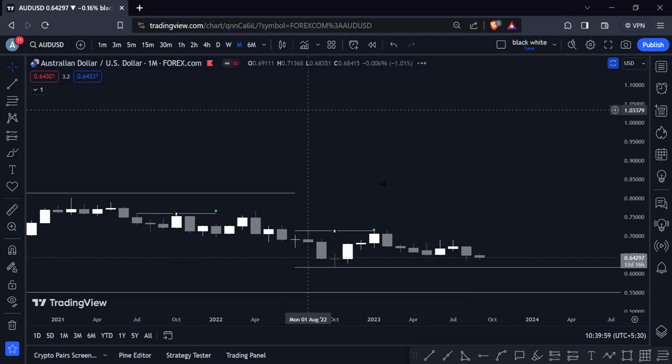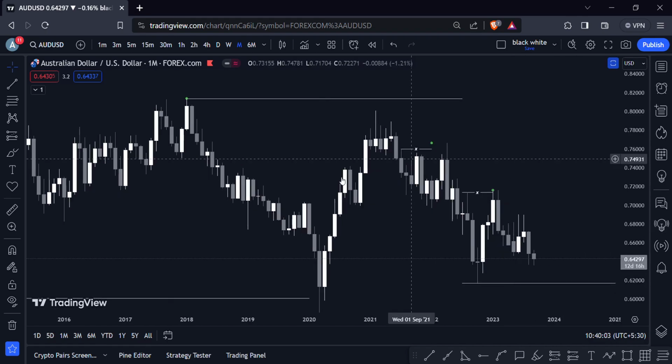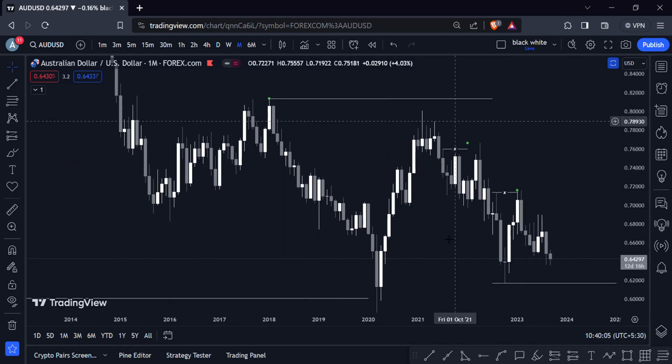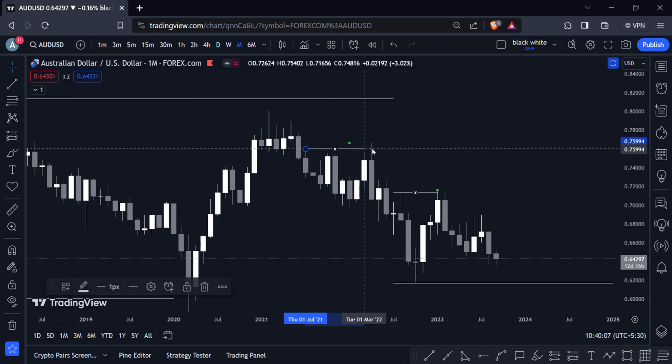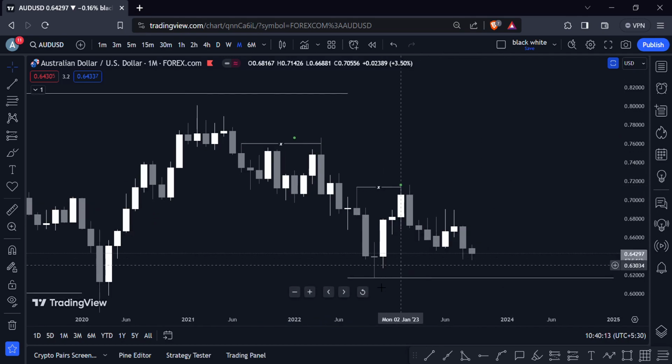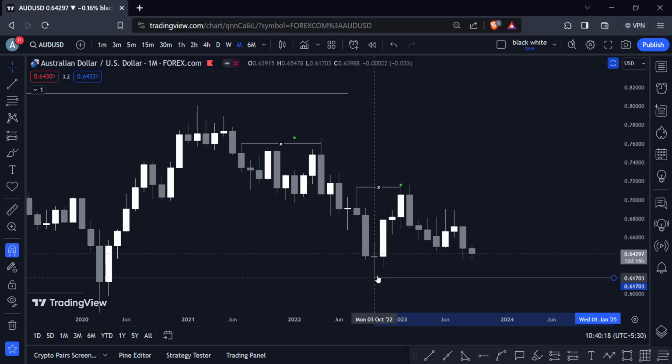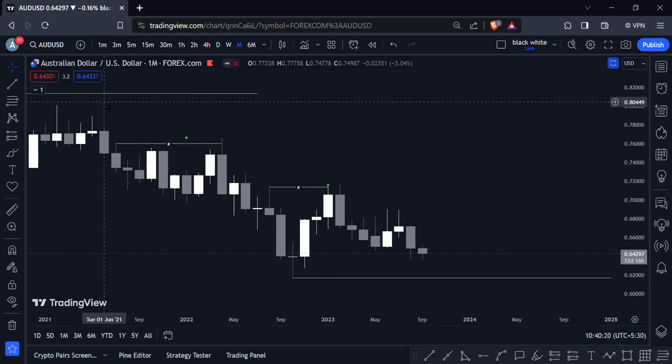So let's move to the monthly now for the better picture. So we can clearly see the price responded from this zone over here. It's falling and falling down, and this is here, and this is our target. Sorry about it. This is our target.